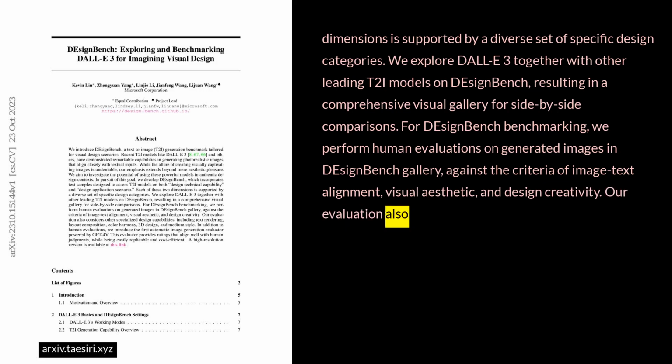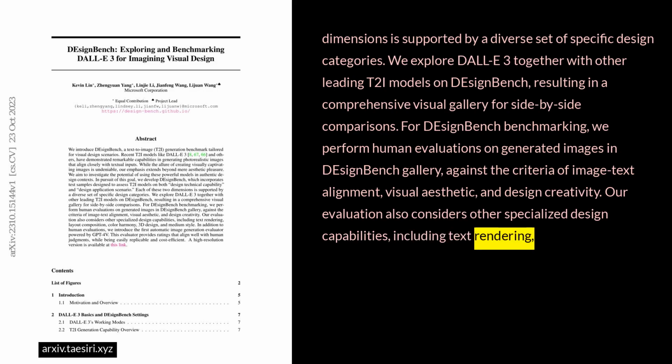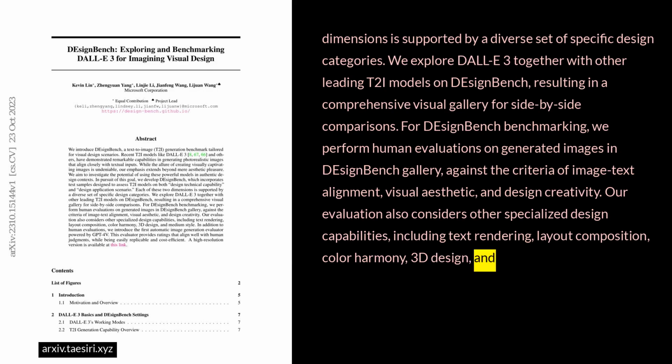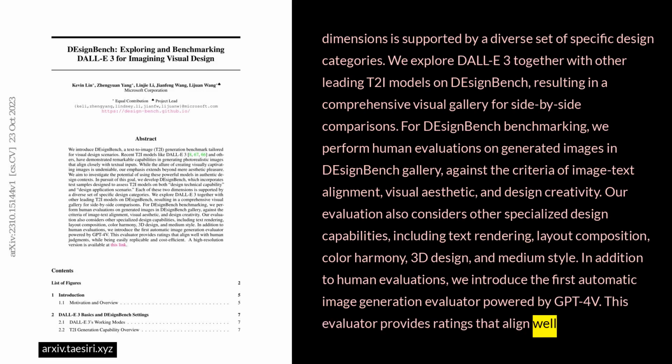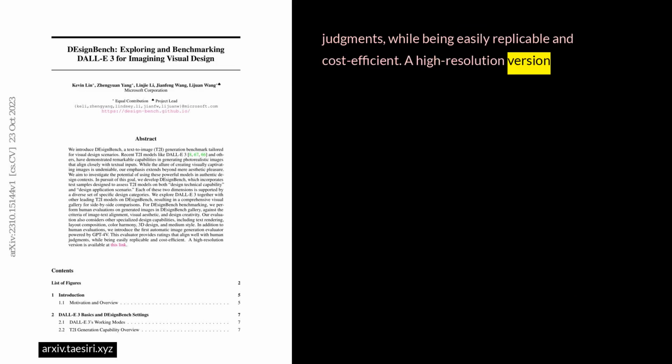Our evaluation also considers other specialized design capabilities, including text rendering, layout composition, color harmony, 3D design, and medium style. In addition to human evaluations, we introduce the first automatic image generation evaluator powered by GPT-4V. This evaluator provides ratings that align well with human judgments while being easily replicable and cost-efficient. A high-resolution version is available at the project's website.